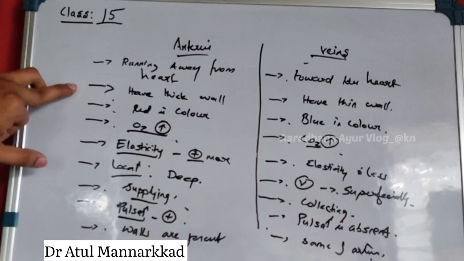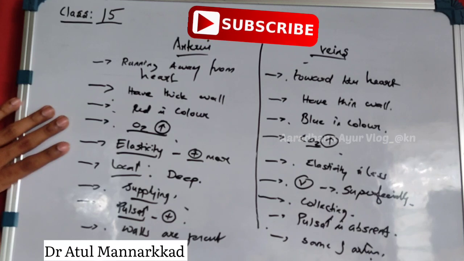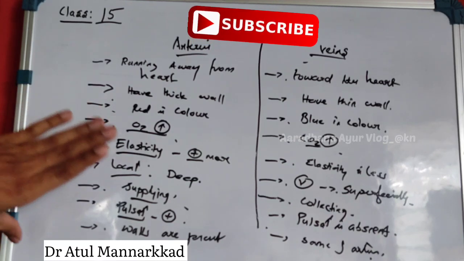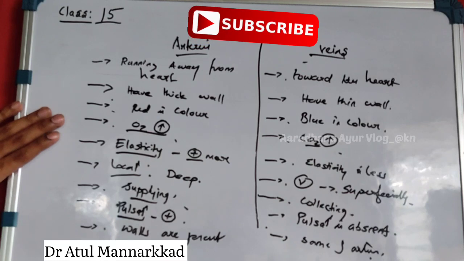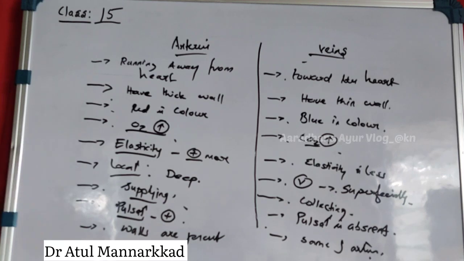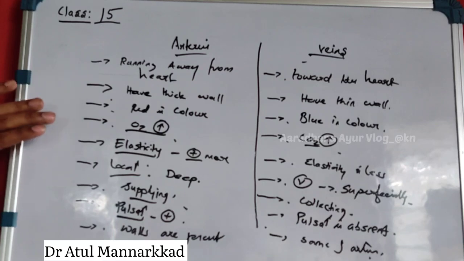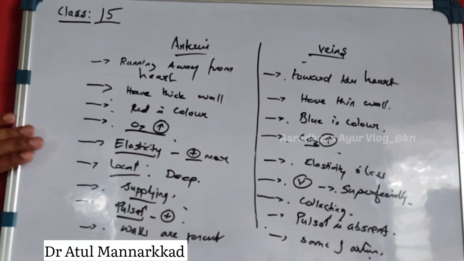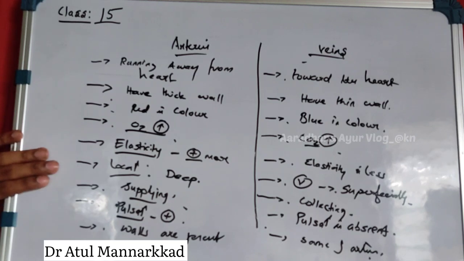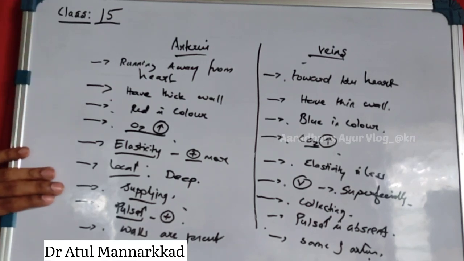So arteries have a very thick wall compared to the veins, and when we denote them, arteries are red in color and veins are blue in color. As it is going away from the heart, it carries mainly oxygen, and the veins carry the blood from all parts of the body towards the heart, so carbon dioxide is more in them. Elasticity is more compared to the veins, and in location, arteries are located deep compared to the veins. Veins are superficially present, and the main function of the artery is supplying, while that of the veins is collecting the blood towards the heart.